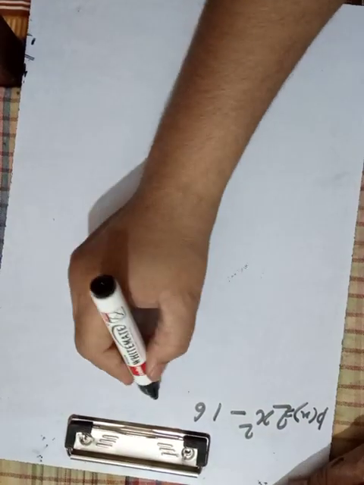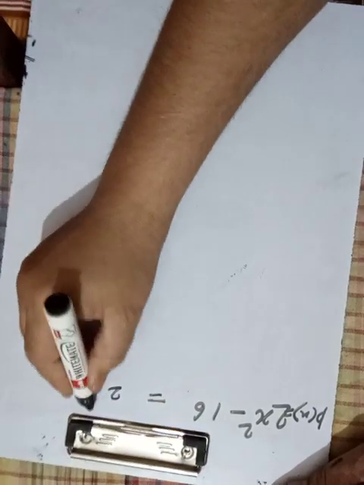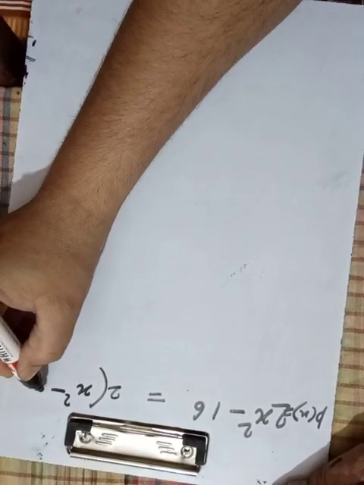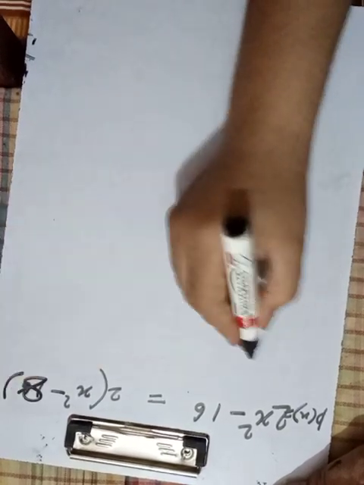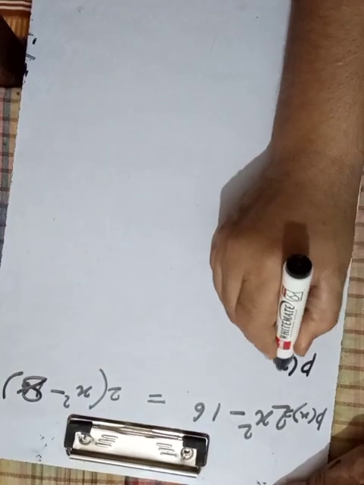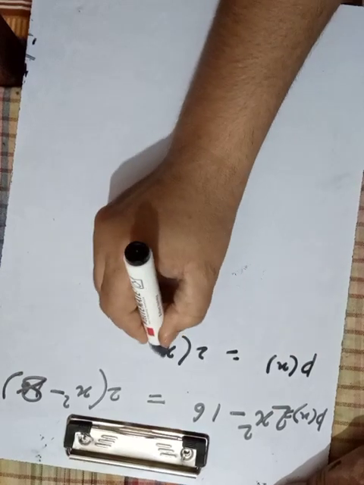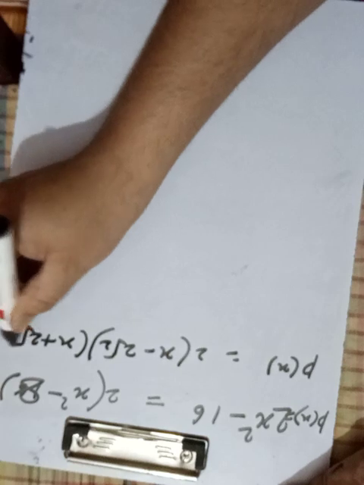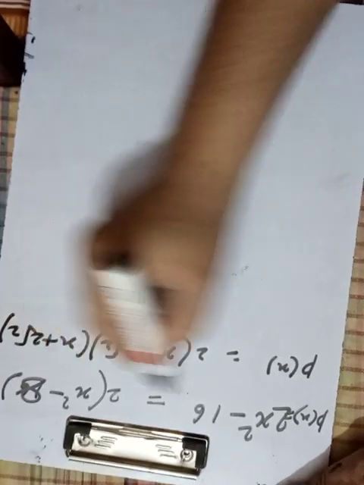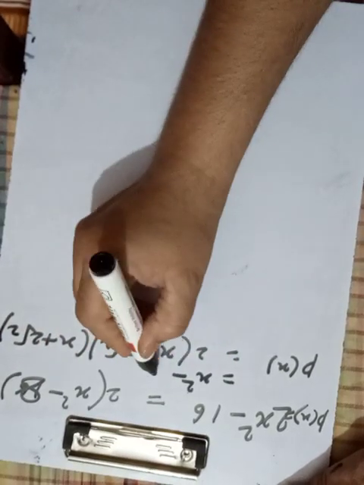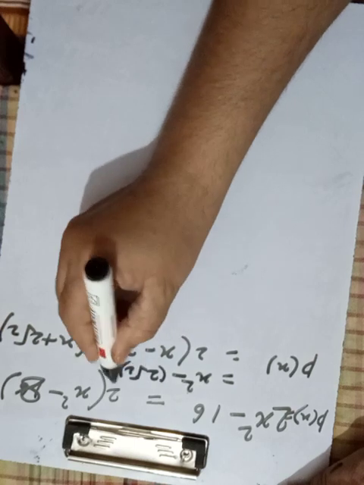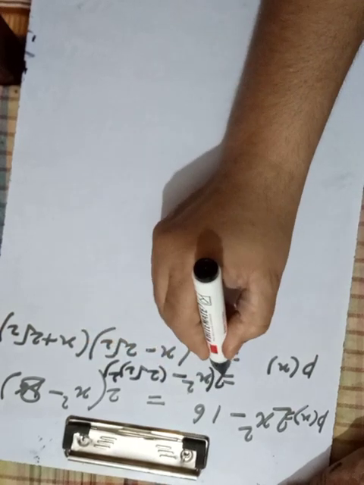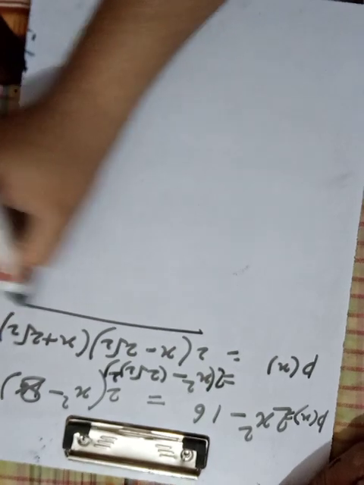I have to find the zeros of the polynomial. So what do I do? I go for factorization. 2 will be common. x square minus 16. Sorry, x square minus 8. So if you factorize this px, you will get 2 into x minus 2 root 2 into x plus 2 root 2. As you can take this as x square minus 2 root 2 to the whole square. So this becomes like this. So we will write here.